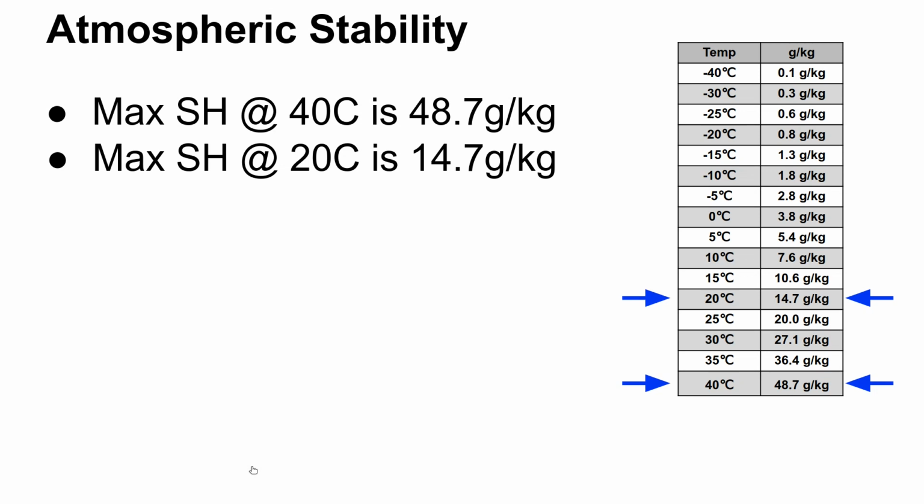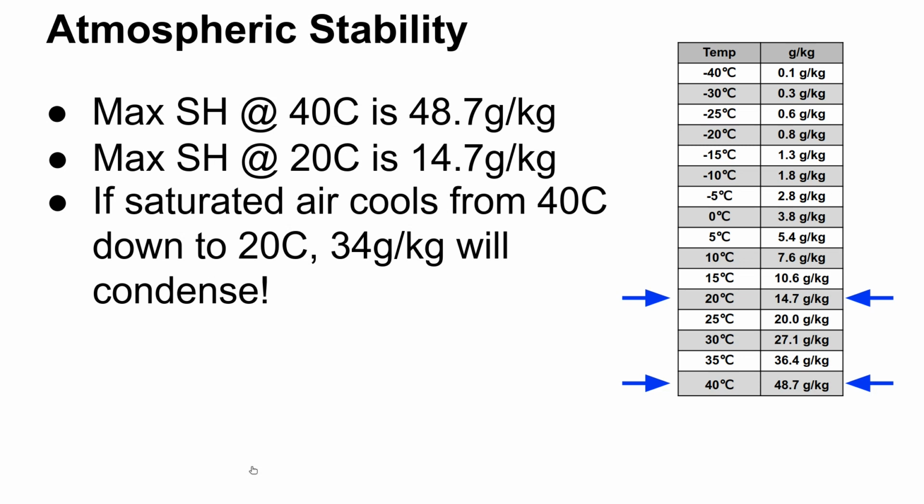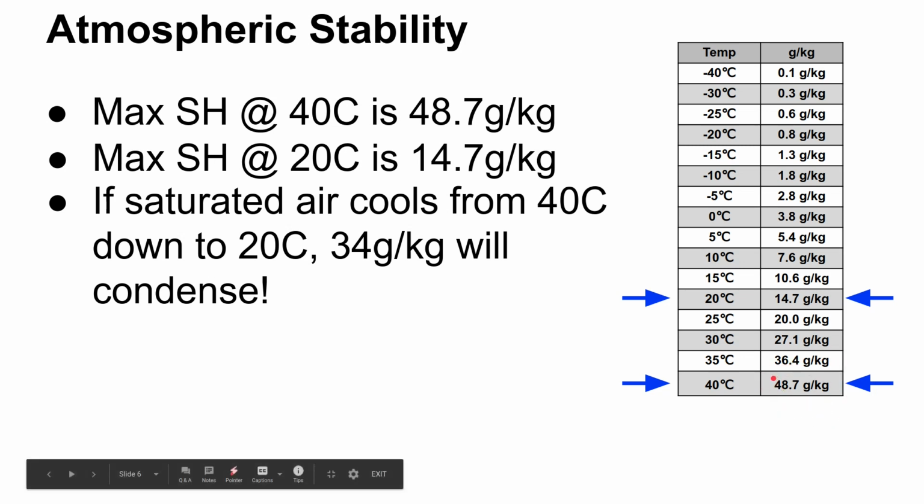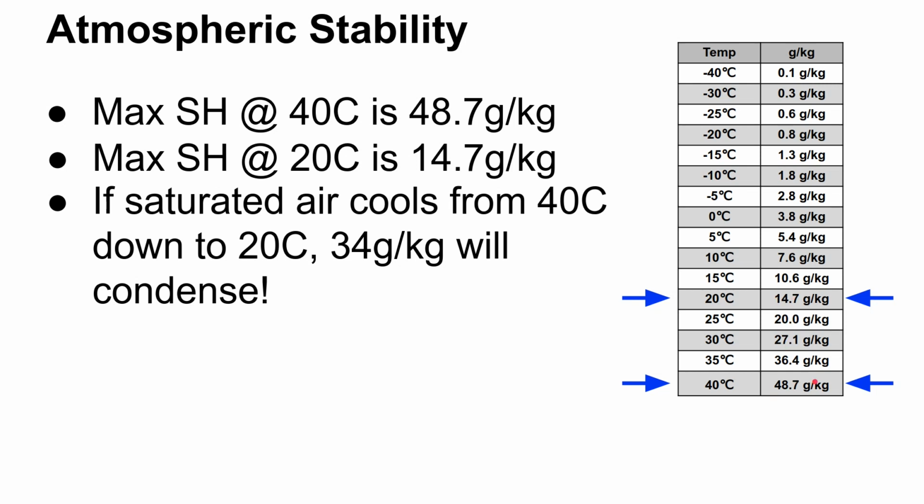We've gone over this in the last lab exercise, but it probably didn't occur to you that as the maximum specific humidity comes down, for example, from 48.7 grams to 14.7, the rest of the water, everything in excess of the current max, is going to condense. So we started with 48 grams of water. As the air cools to 20 degrees, the maximum is now 14.7. So there's 34 grams difference between 14.7 and 48.7. Those 34 grams of water vapor will condense and become water droplets.